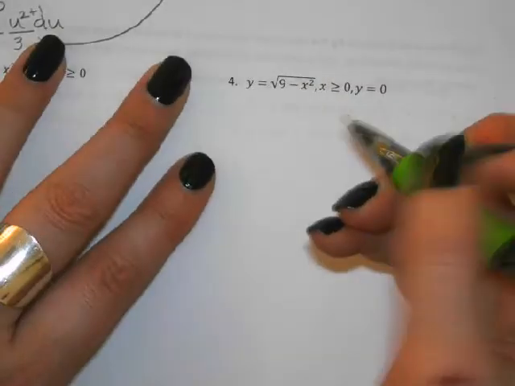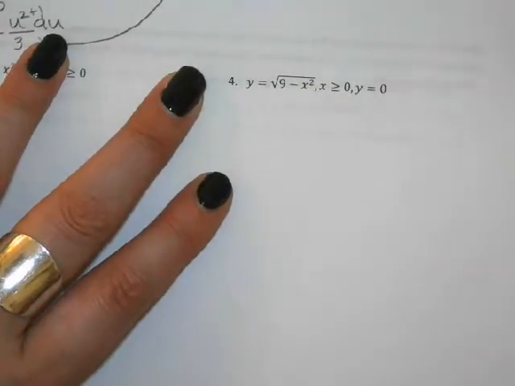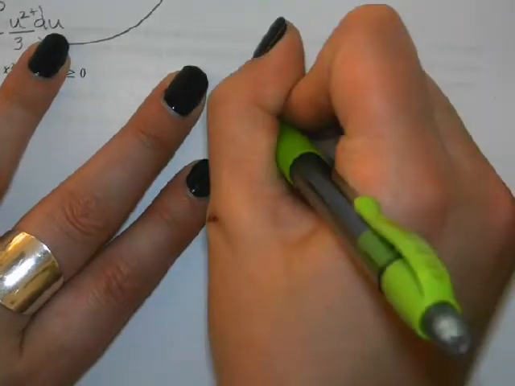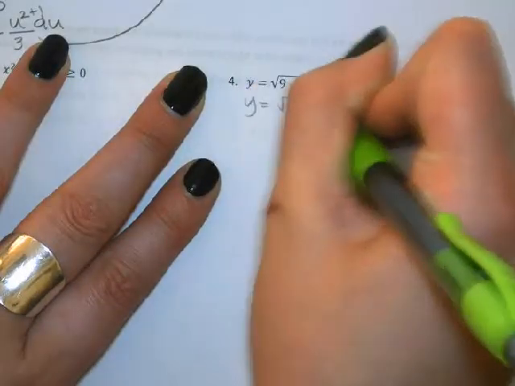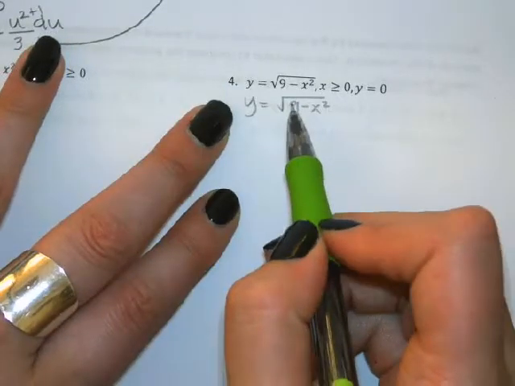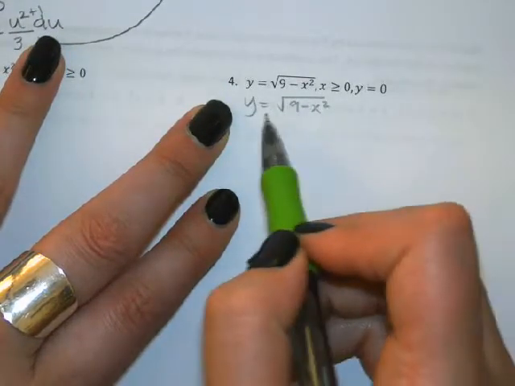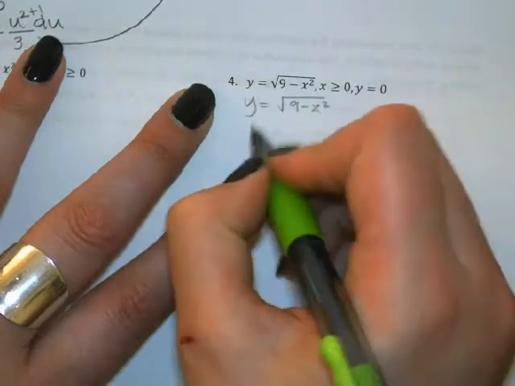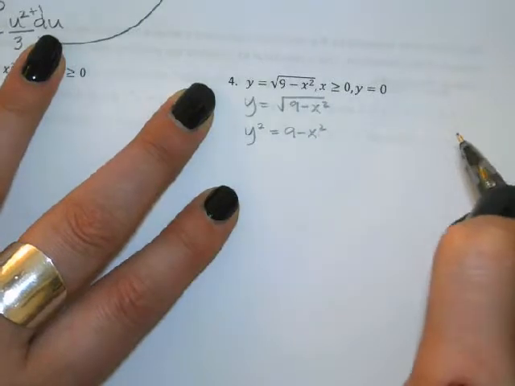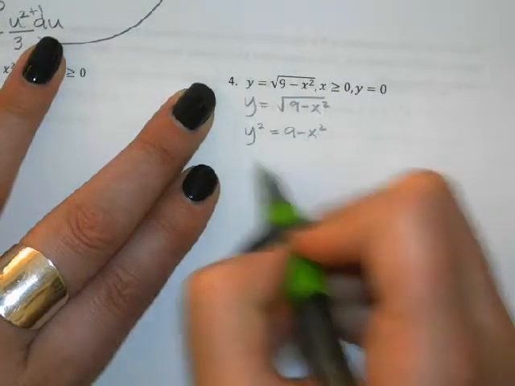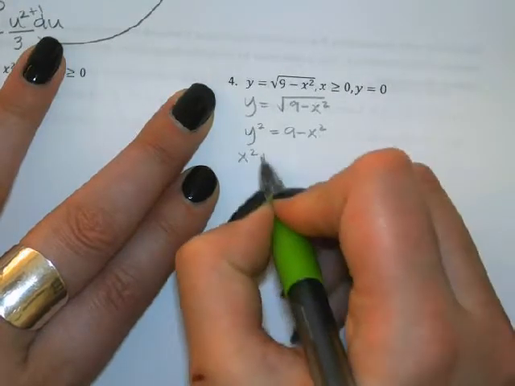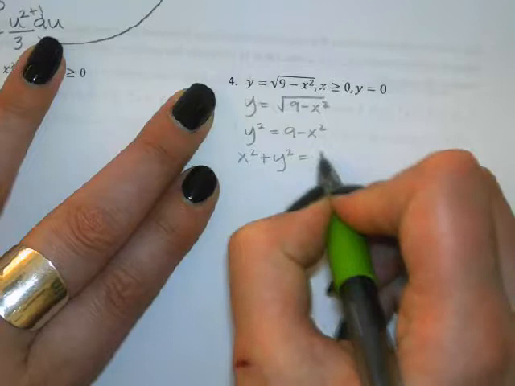All right, with this one, if we're going to graph it by hand, you might not recognize this, so I'm going to show you, and then you might remember it in the future. I'm going to take the equation y equals the square root of 9 minus x squared, and I'm going to square both sides. Why am I doing that? Get rid of the square root. So y squared equals 9 minus x squared. And then I'm going to add the x squared to the left side, and it gave me x squared plus y squared equals 9.